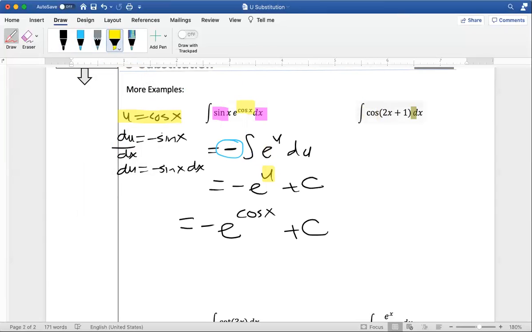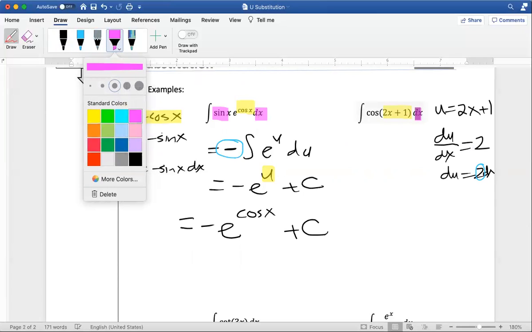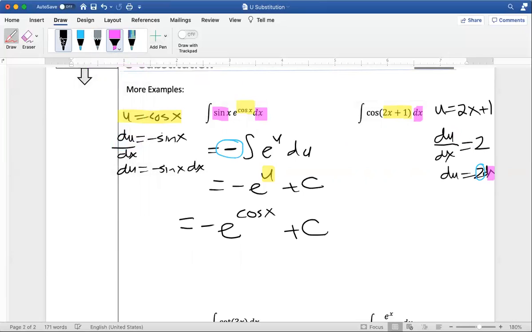Okay, this one says cosine of 2x plus 1. I'm going to pick u to be the inside stuff. Remember, this is the opposite of the chain rule, so I'm always going to pick my u's to be the inside stuff. So u is going to be 2x plus 1. Derivative of that is 2. So du is 2 dx. So notice again, I'm missing that 2, right? I have the dx. The cosine is my outside function, so it's going to stay. So I'm going to go ahead and stick in that 2. Cosine u du.